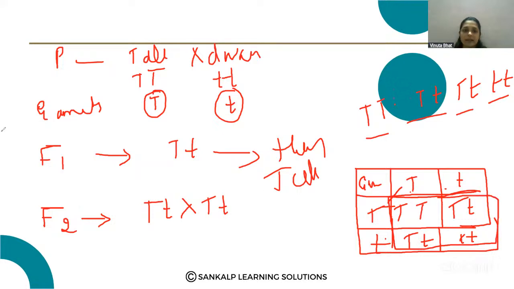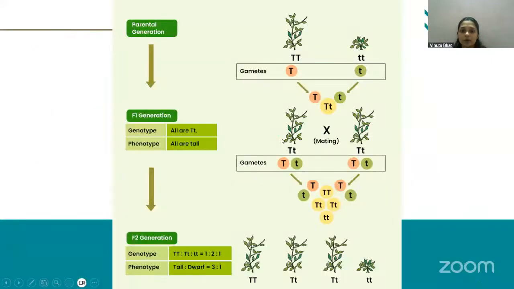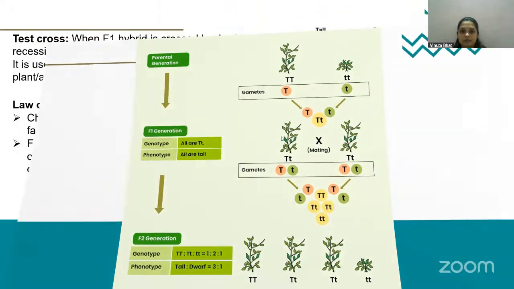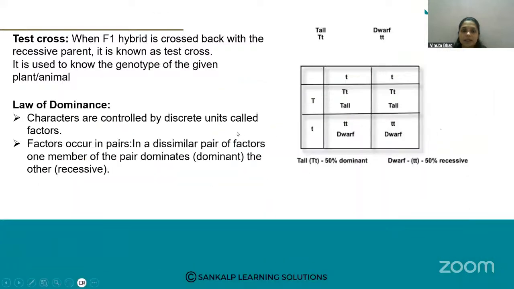So ee reetiyaagi Punnett square anna use maadikondu inheritance of one gene. So very important for your exam. Okay. Next, test cross. What is test cross? Here, when F1 hybrid is crossed back with the recessive parent, it is known as a test cross. It is used to know the genotype of the given plant or the animal.